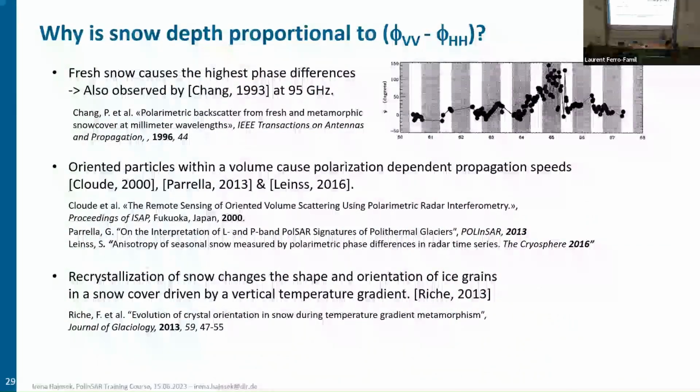Okay, and why are VV and HH, the copol phase, so interesting for snow height estimation? Or why is the snow depth proportional to it, right?